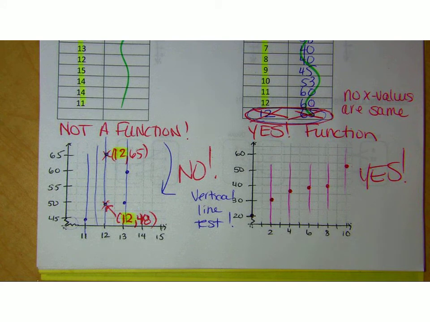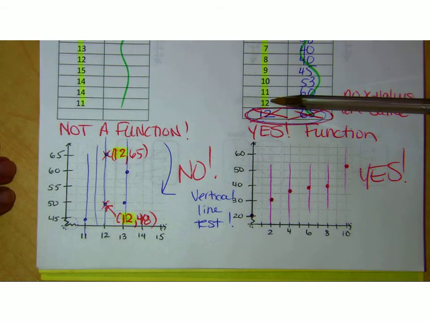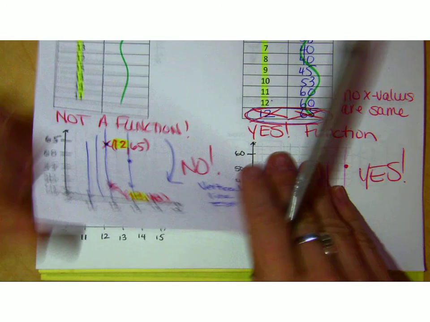Do you know how to tell whether it's a function from a table? Yes, look at the x values. If they're all different, good to go. It's a function. From a graph, draw a vertical line, okay? Now, let's talk about from ordered pairs, which actually might be one of the easiest ways. Actually, I think graph is easy.